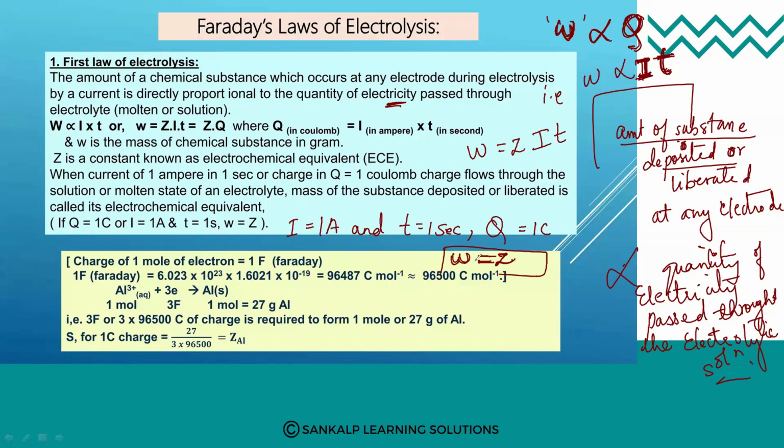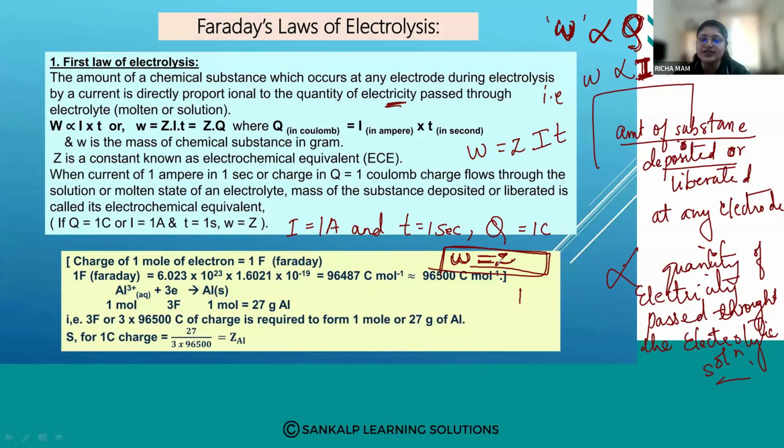So what is the definition of electrochemical equivalent? It is defined as the mass of the substance deposited when a current of 1 ampere is passed for 1 second. That is Z, the electrochemical equivalent. Is it clear? Now, if you want to find the charge of 1 mole of electrons, how do you calculate it?